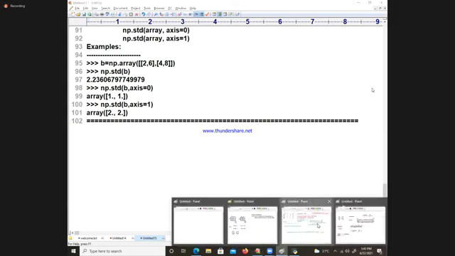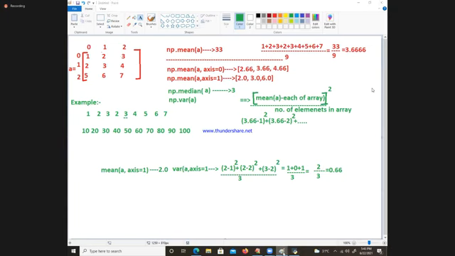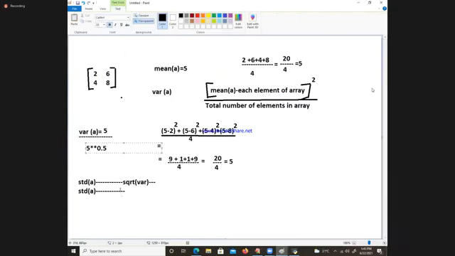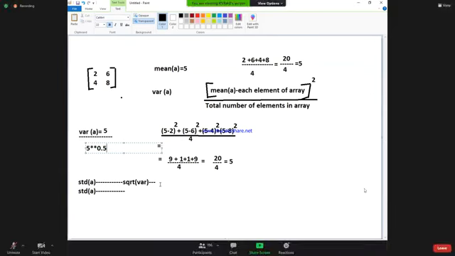I already told you. SQRT of variance. So tomorrow I am going to introduce pandas. Don't miss the class. I said only 3 days for this NumPy, I extended it to 6 to 7 days. So tomorrow we are going to introduce the pandas concept. Don't miss that concept. Very, very important.